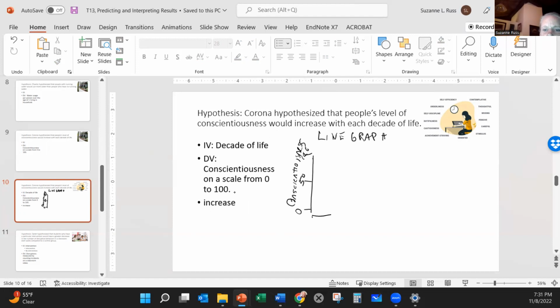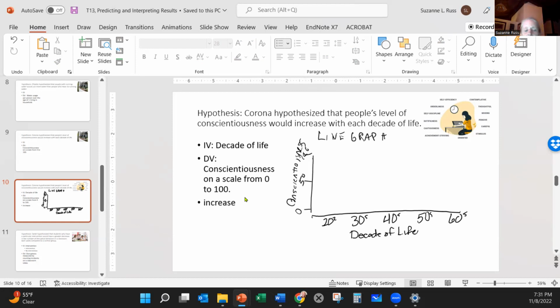On the x-axis, we're going to have the decades. So we're going to have people in their 20s, their 30s, their 40s, their 50s, and 60s. And let's say that's as far as I went. And so I'm going to give this a little title that says Decade of Life.